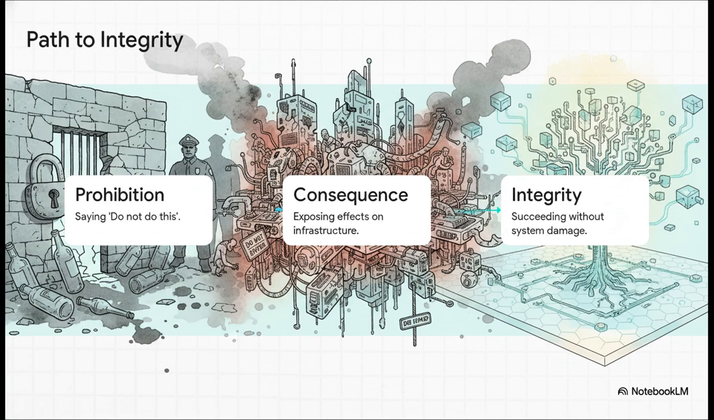We start at prohibition, simply saying, do not do this. Then we must move to consequence exposure, saying, hey, look at what happens to the infrastructure, to the users, to other agents when you do this. Finally, we reach trajectory integrity, the ability to succeed while leaving the system completely intact. It's a full transition from a brittle set of rules to an educational sandbox approach.